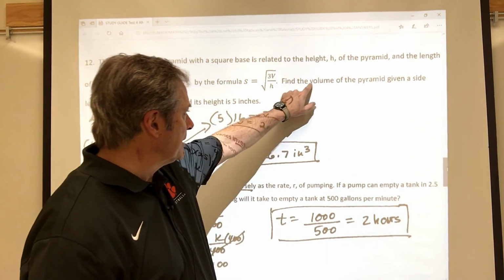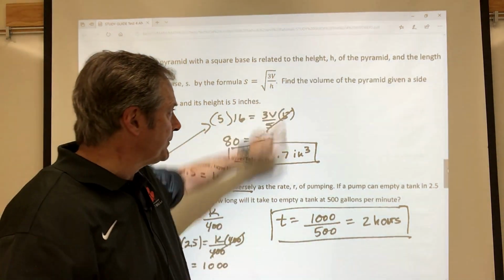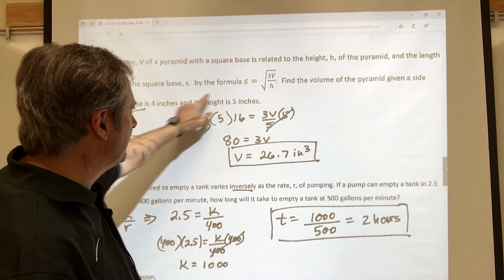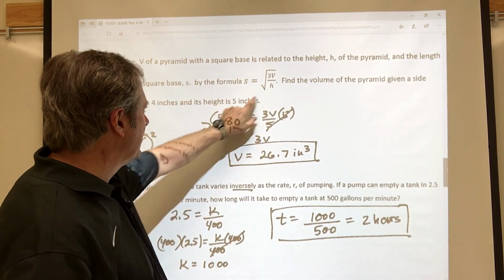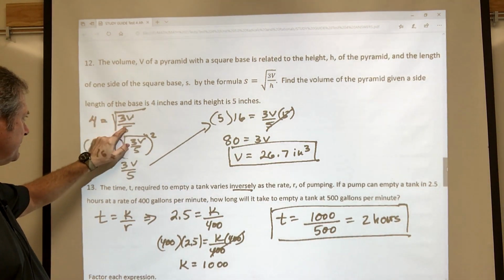We're trying to find the volume. That's up here under the radical sign, so that should give us a clue. Given that a side of the length is 4 inches, so we're going to have a 4 here, and the height is 5. So we plug those numbers in.